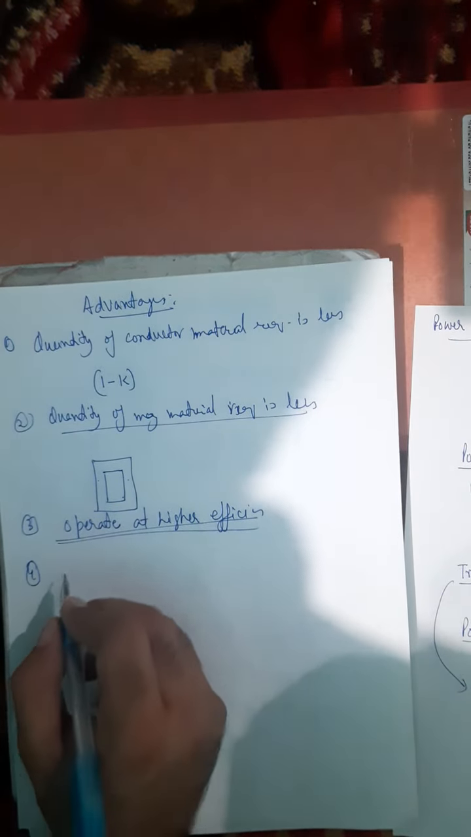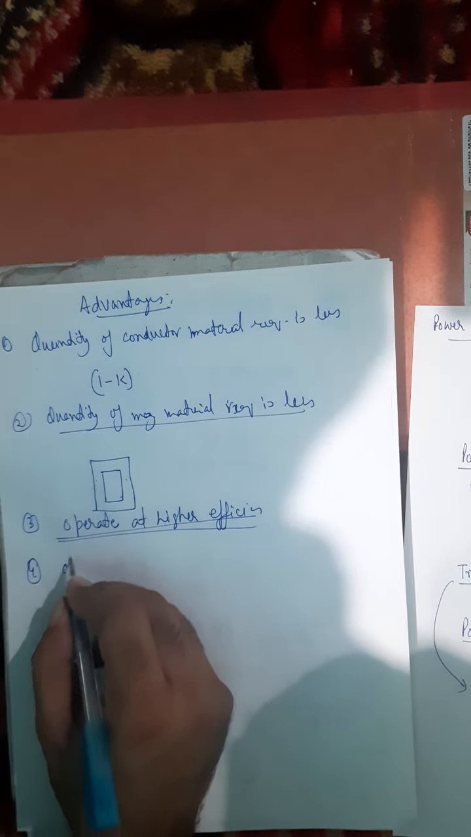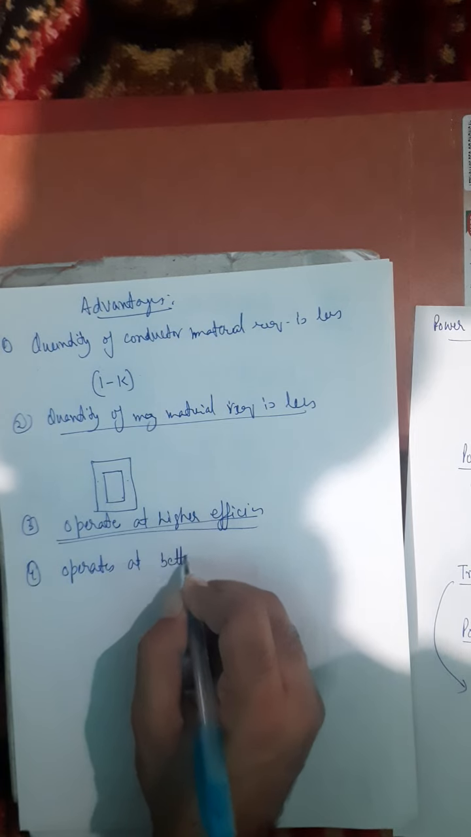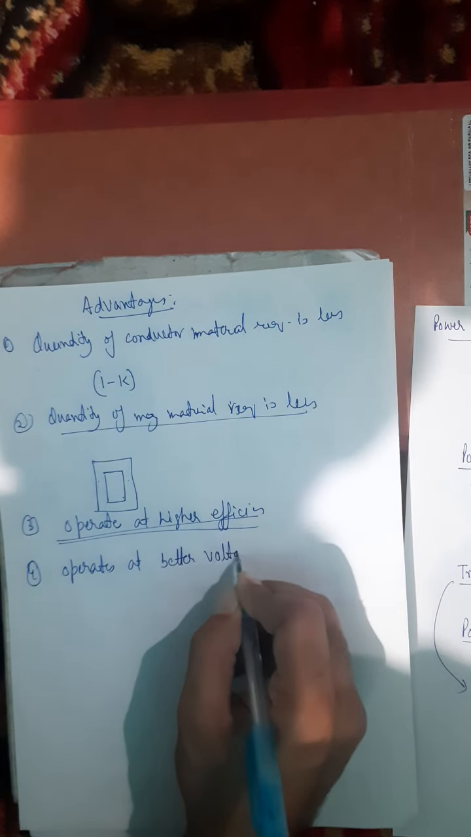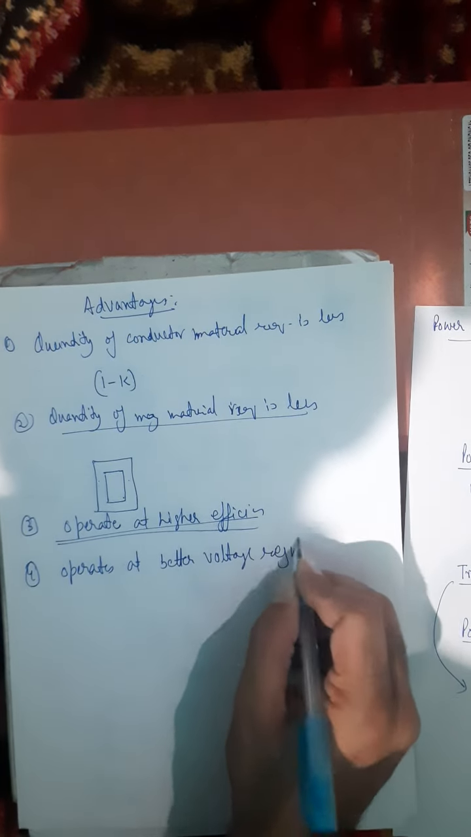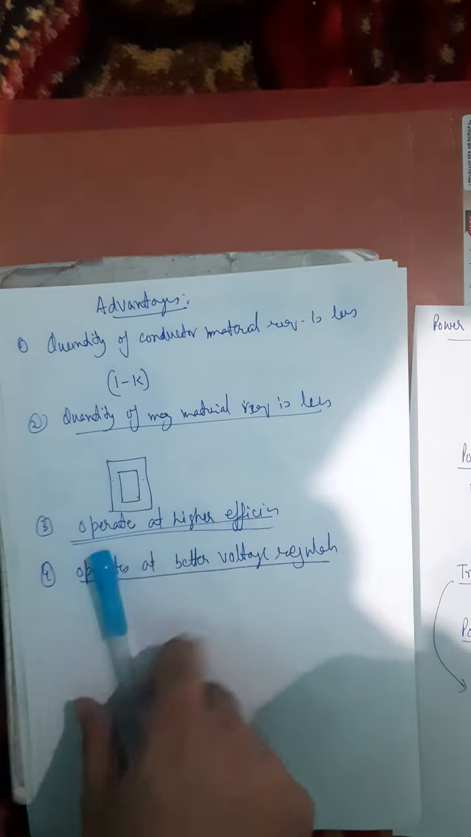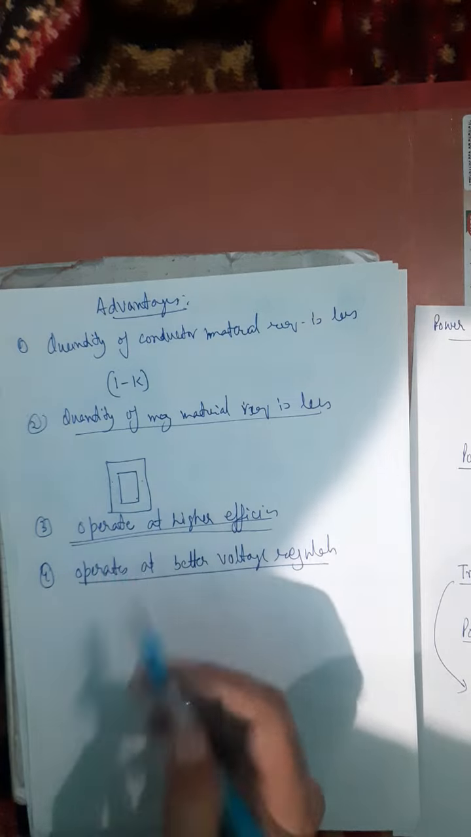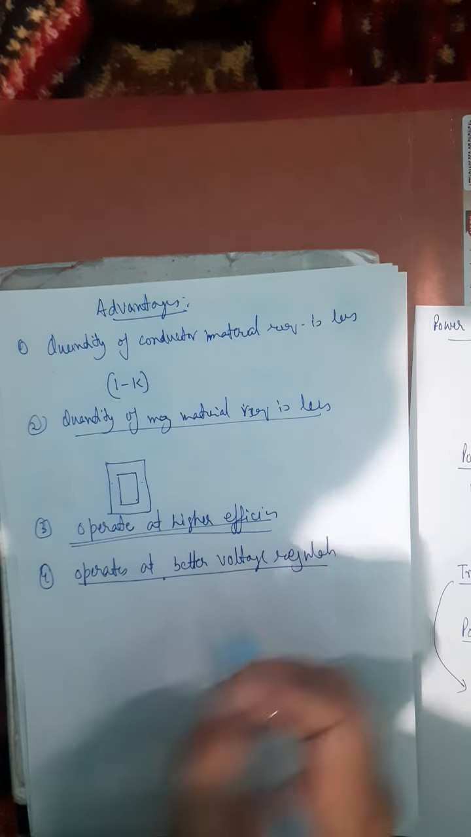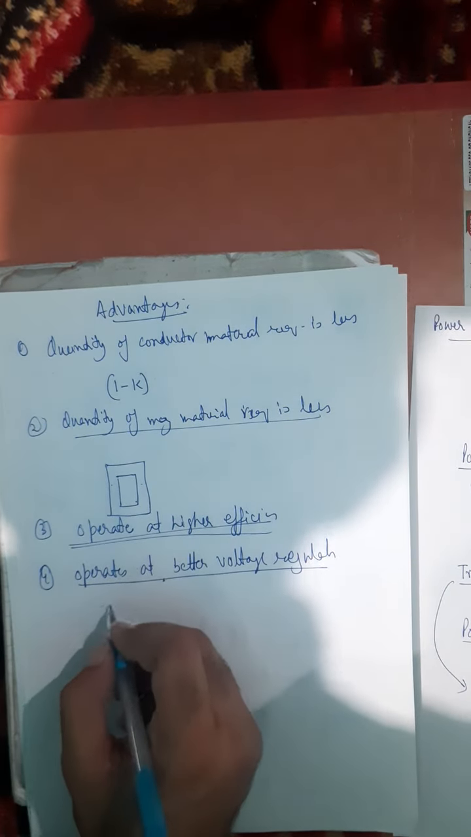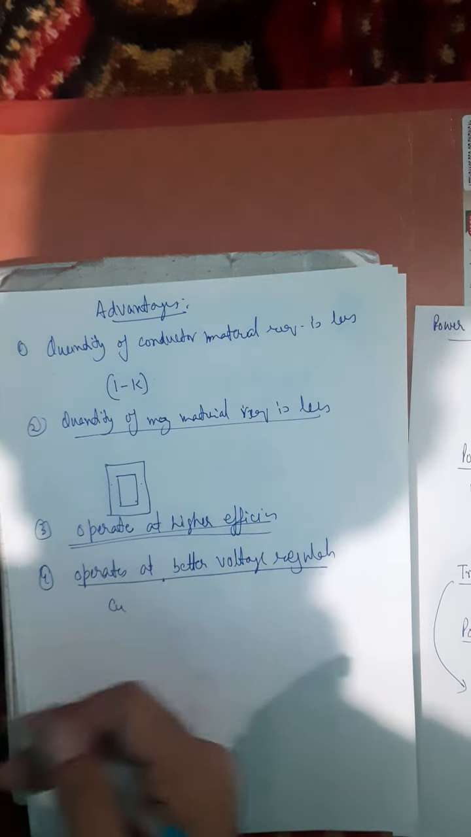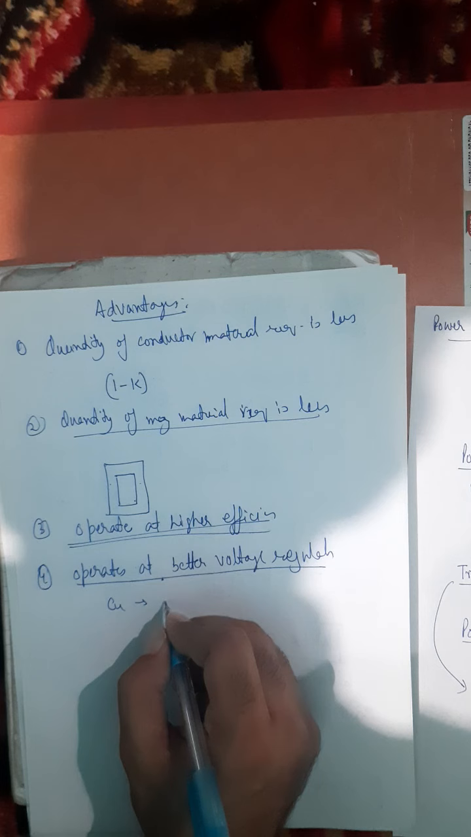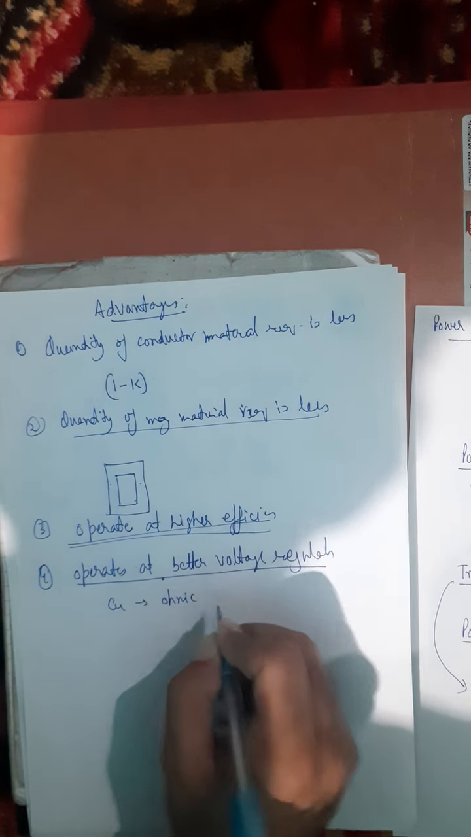Fourth, it operates at better voltage regulation. I am saying that the reduction in the conductor material means a lower value of ohmic resistance. If the requirement of copper reduces, that means ohmic resistance will reduce.